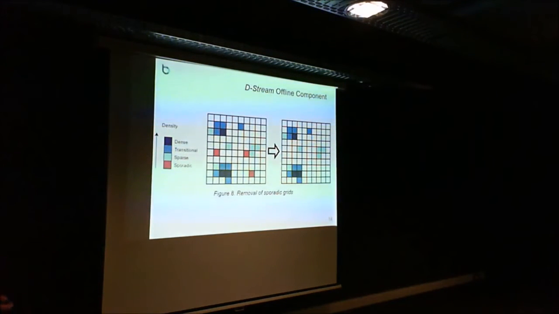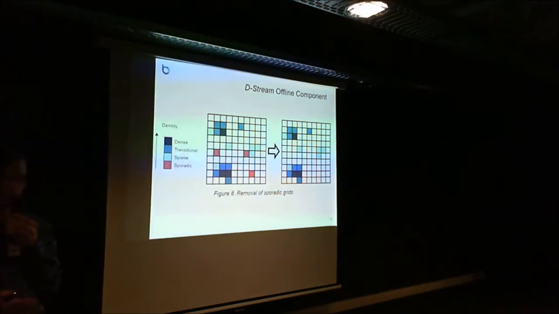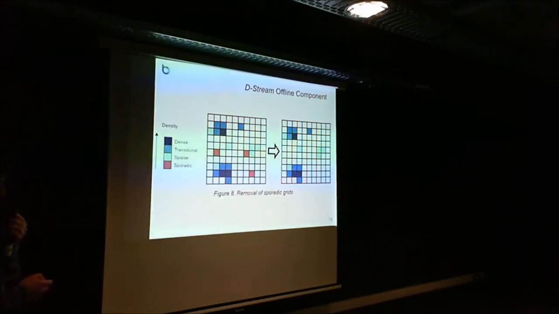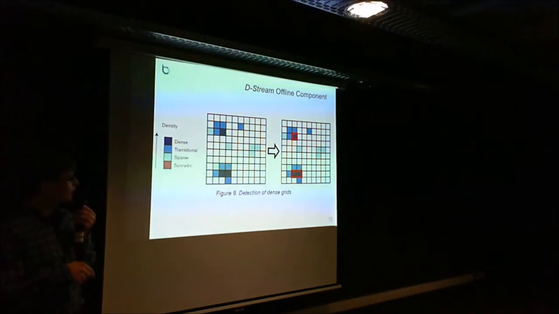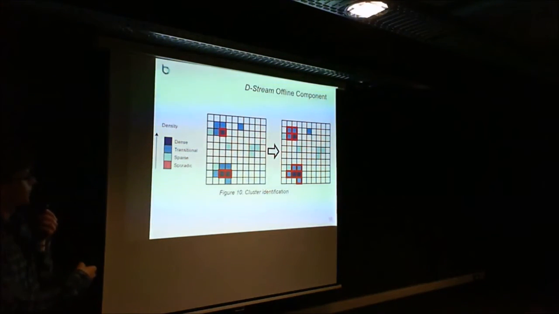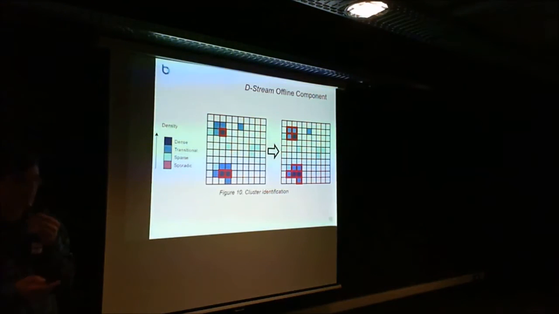So after that, we have the second phase of the algorithm, the offline part. It identifies the sporadic grids, the ones that are not relevant anymore, and just removes them. Then it identifies the most dense areas, the centers of our clusters, and just builds up the clusters around them. It's pretty easy.